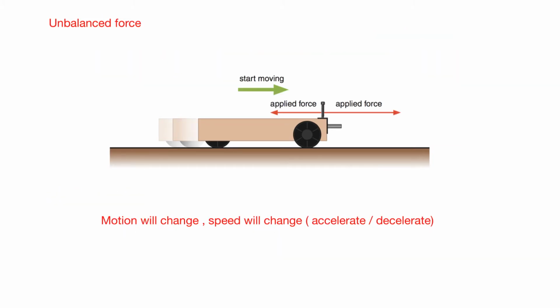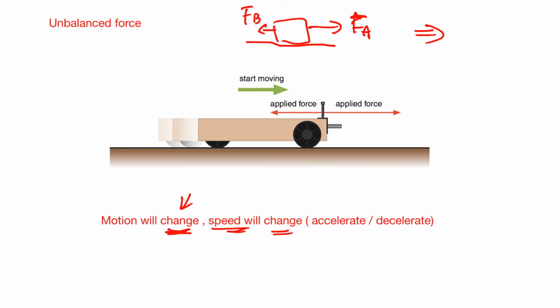But in an unbalanced force, you'll find that the motion will change. If it is at rest at the beginning and force A is larger than force B, the object will start moving towards this direction. From at rest to moving, the motion changes, the speed changes. So when an unbalanced force acts on an object, normally the speed will change. It can either accelerate or decelerate.